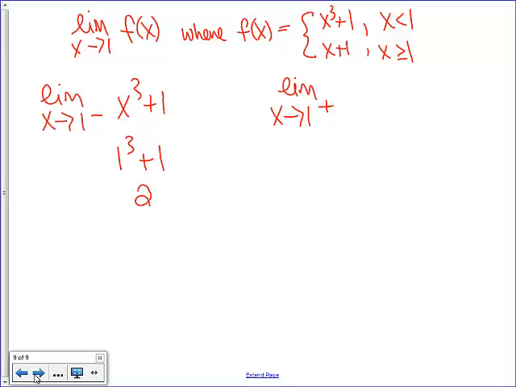Here, let's go from the right. The limit as x approaches 1 from the positive side is x plus 1. Again, stick in a 1. So 1 plus 1 is, again, 2. My limits match. Therefore, the limit as x approaches 1 of f of x equals 2.